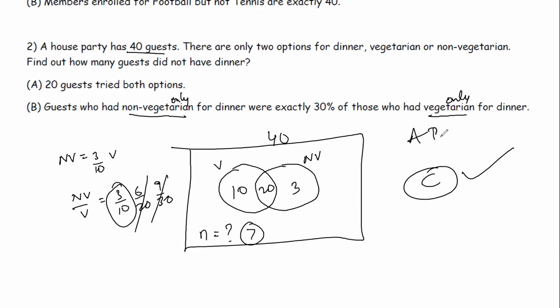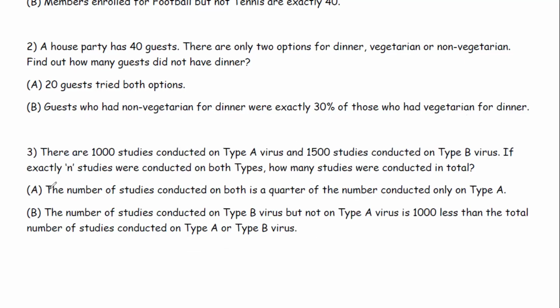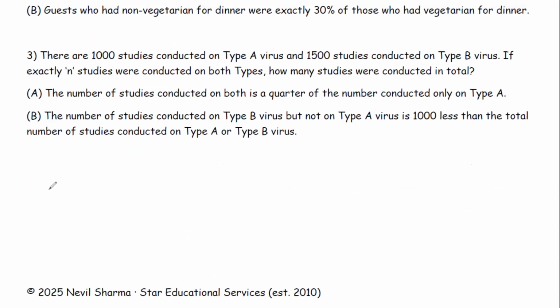Remember, A on its own doesn't work. B doesn't work. Together works. So C is the answer. And I'm going to update my worksheet with only C. Okay. Third one.